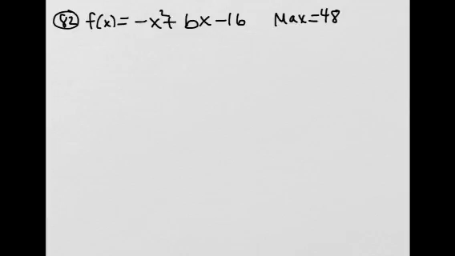Alright, so for 82 and 83, they give you either the maximum or minimum value, and then ask you to find the value of b. So for 82, for both of them, you're looking for the value of b. So let's take a look at what we have. We have the maximum value, which is 48. So I know that this is my k value. This is the c value, and this here is the a value, right? And we're looking for b.